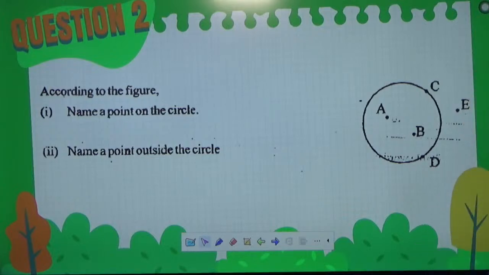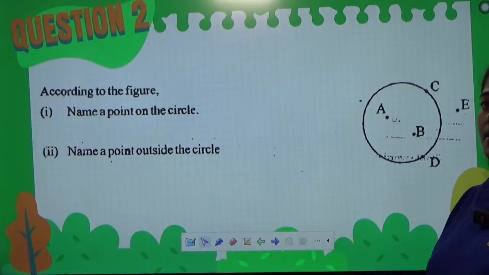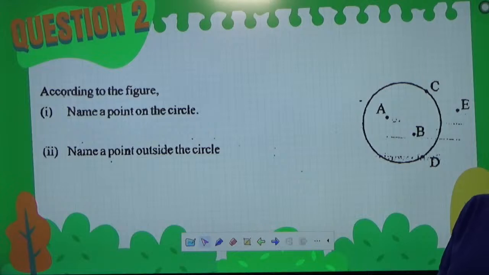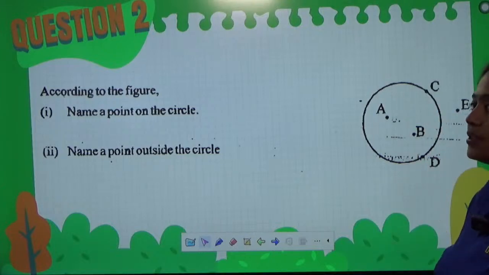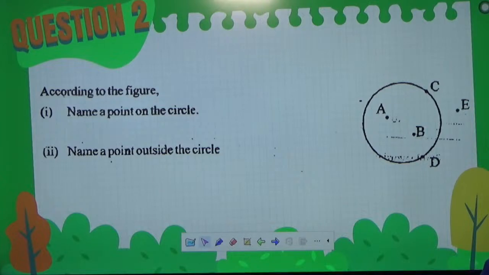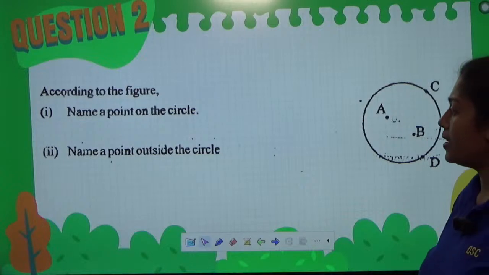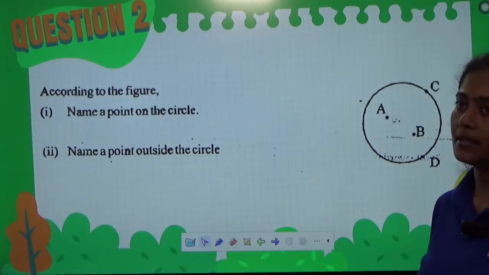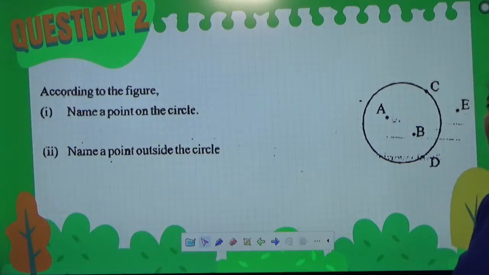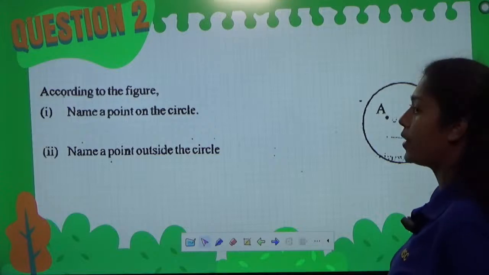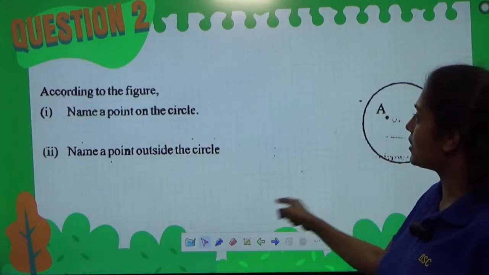Shall we do the questions then? First one, name a point on the circle. What are the points on the circle? They ask only one point, but there are 2 points on the circle. Right, Alia? Yes, C and D. Those are the points on the circle, but you have to name only one. That is enough. Then the second one, name a point outside the circle. Yes, only one point is there, that is point E. We'll move to the next question.